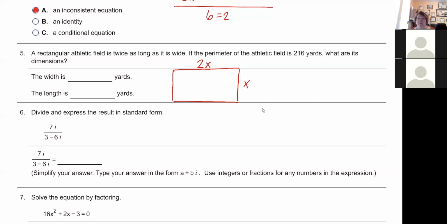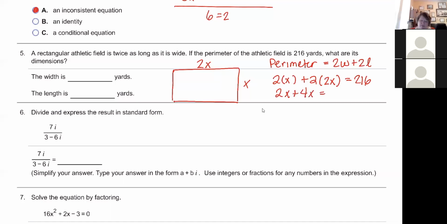So it tells me that the perimeter is 216. The perimeter formula is 2 times the width plus 2 times the length. So 2 times my width is 2 times x, plus 2 times my length is 2 times 2x, and that's equal to 216. So 2 times my width plus 2 times my length is my perimeter. So 2x plus 4x is 216. 6x is 216. Divide both sides by 6.